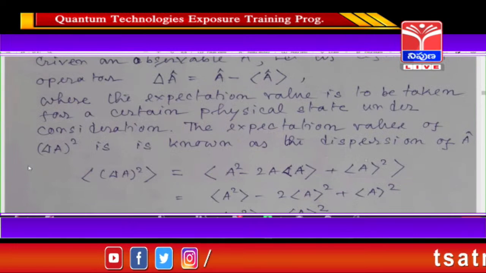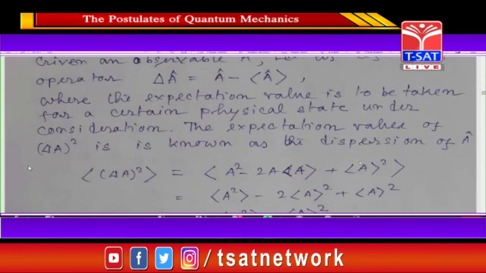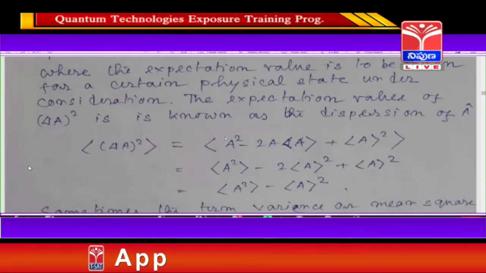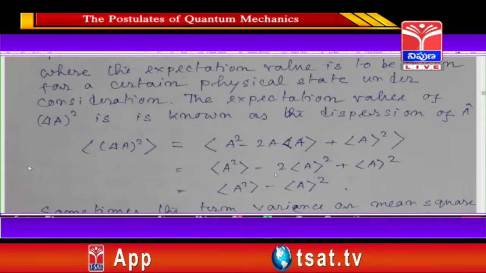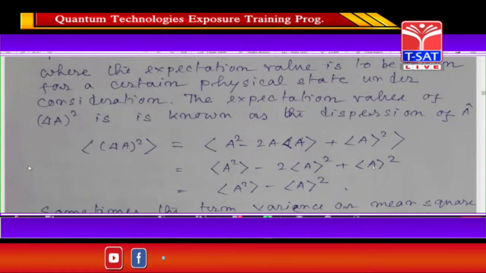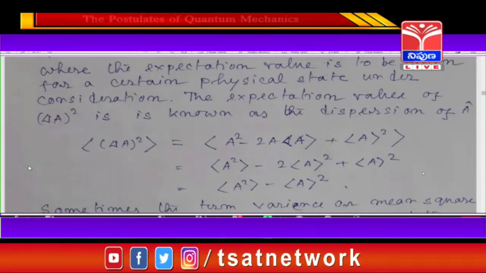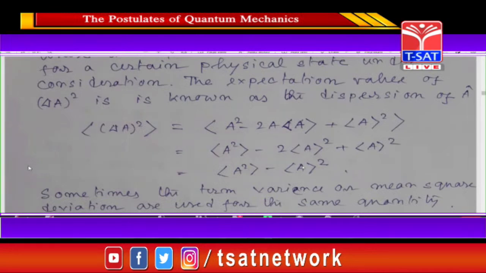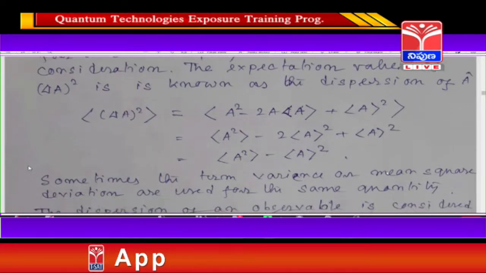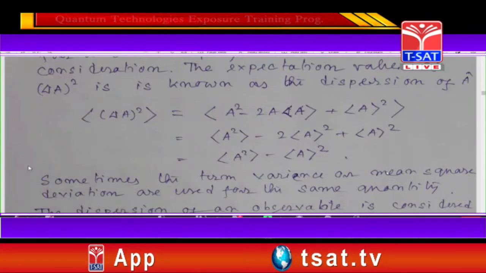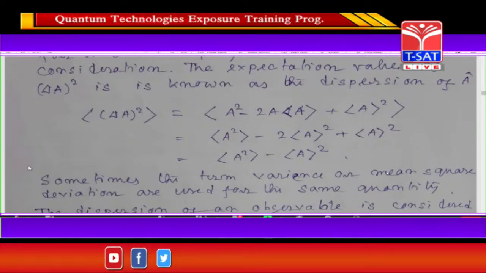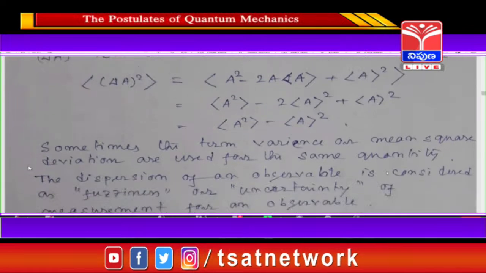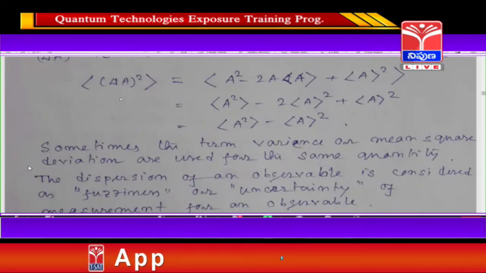These expectation values of A are already averages, so no more averaging over them should be done. Only the averaging over A square remains, so we have the average of A square minus twice the average of A square plus the average of A square. This gives us the average of A square minus the square of the average of A. This is something that in statistical mechanics is called variance. The root of this gives you the error of a certain measurement, the error in measuring A.